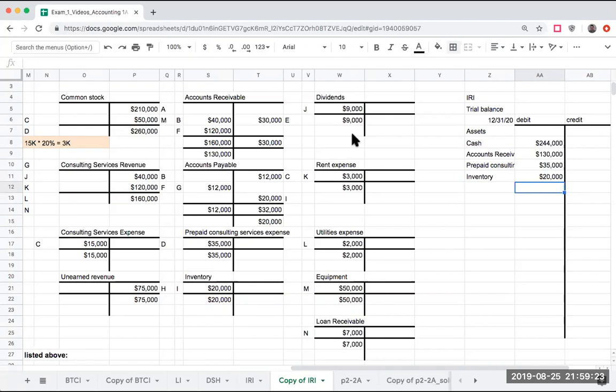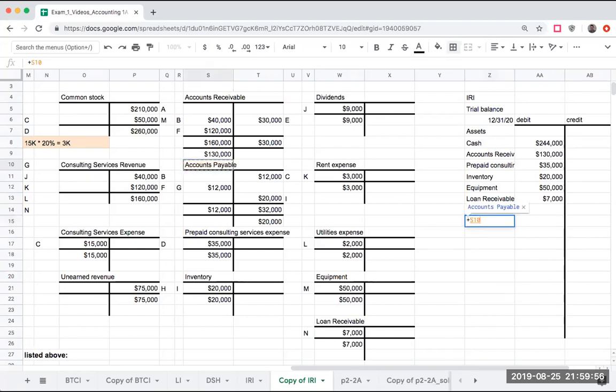Dividends, utilities, rent expense, utilities, those are not asset accounts. Equipment is an asset account over here of 50. Loans receivable, this has a debit balance of 7. Are there any questions on what I just went through and did? So I'm listing out all of my asset accounts. When I do my trial balance, I want to go assets, liabilities, owner's equity, revenues, and expenses. So here for my liabilities, I have accounts payable.